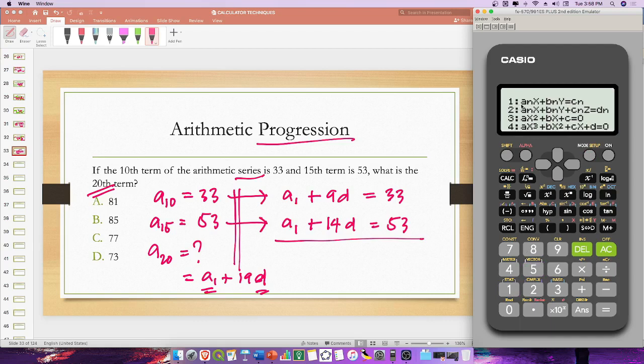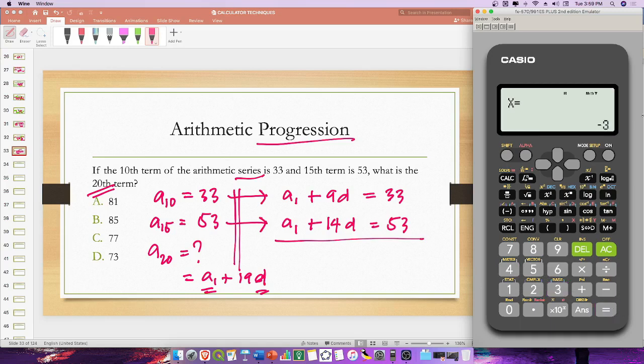So we have two equations and two variables, then we will use this one. Okay, so input the coefficients. So we have 1, we have 9, and we have 33. Okay, we also have 1, we have 14, and 53. So 53. Press equal sign.